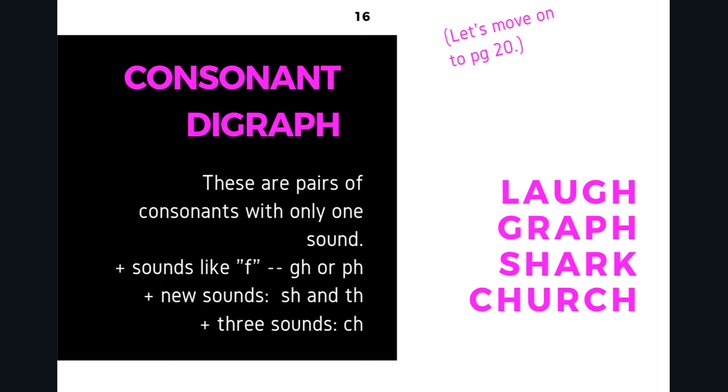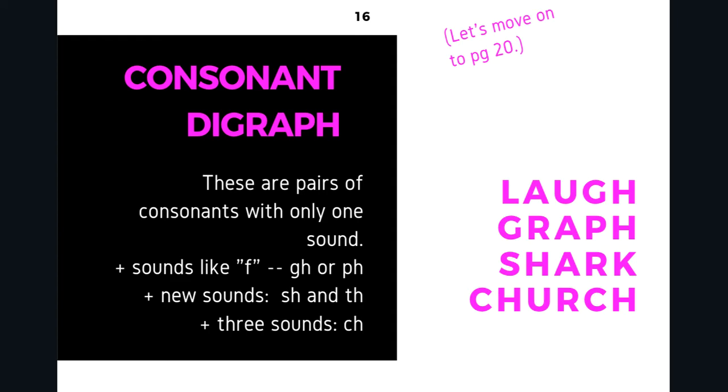Moving to page 20, we're going to start talking about consonant digraphs. So the word digraph, the di means two and graph means writing. These are pairs of consonants with only one sound. So for example, GH or PH sound like F. You also have some special consonant digraphs that make new sounds.